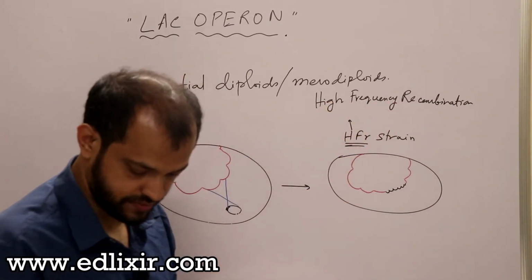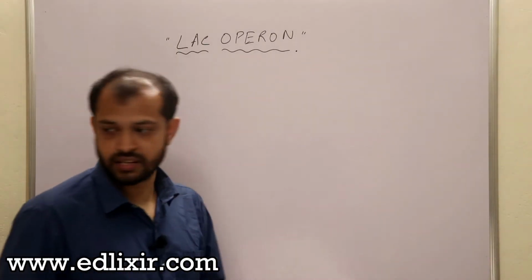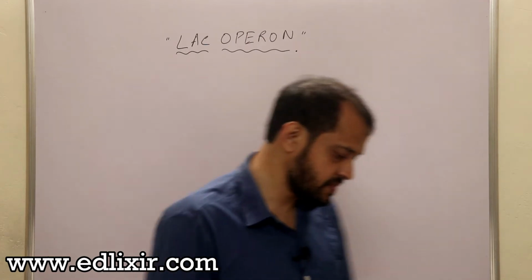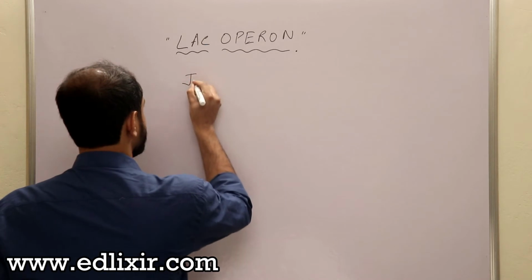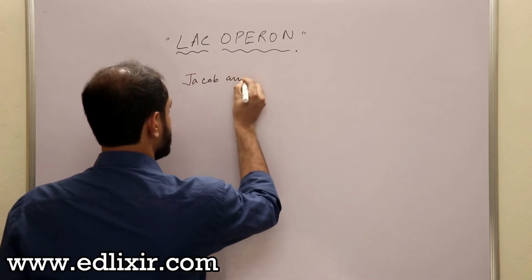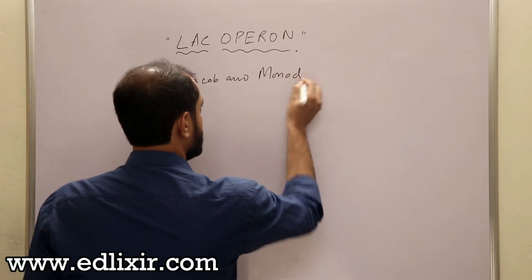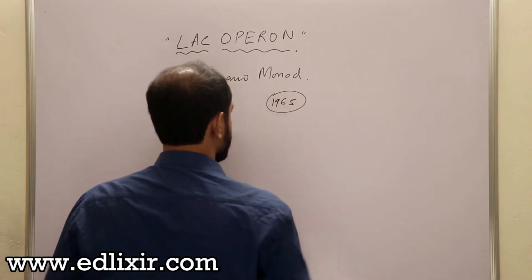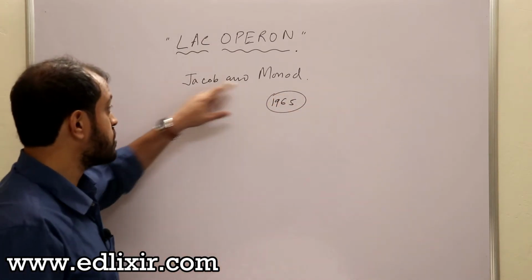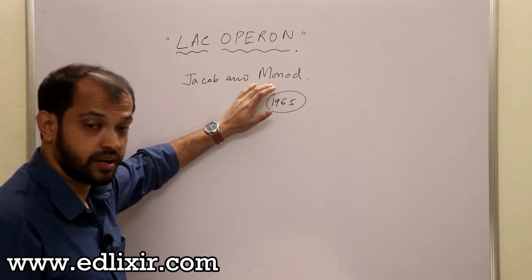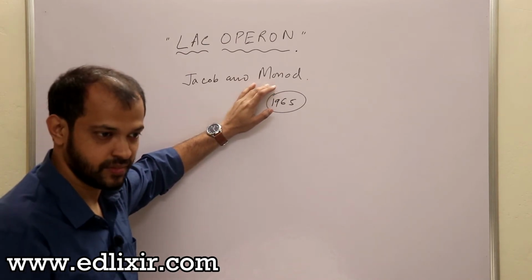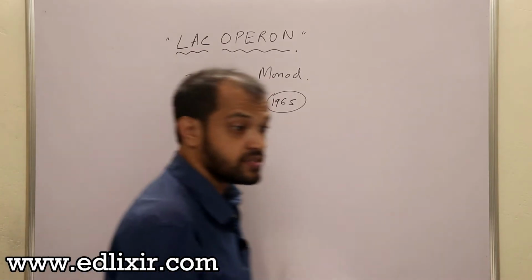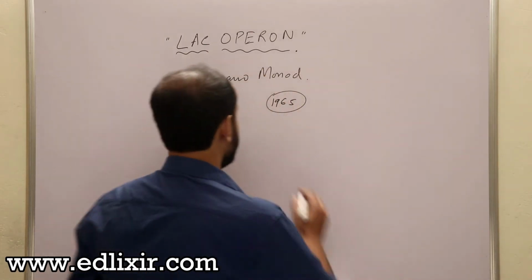Now listen with all your attention. Lac Operon was actually discovered by Jacob and Monod. Clear? And for their discovery, they were given a Nobel Prize in 1965. Okay, no problem in this. But in 1965, they were not the only scientists who were awarded the Nobel Prize. There was another person who was given the Nobel Prize together with them, and many people don't know that. This person's name was Andre Lwoff.